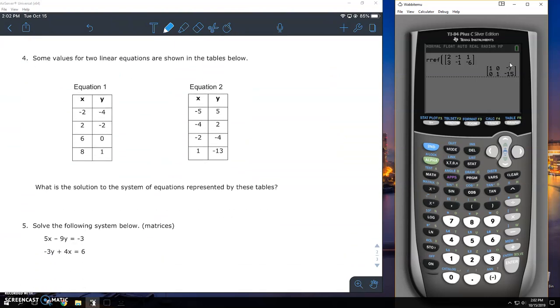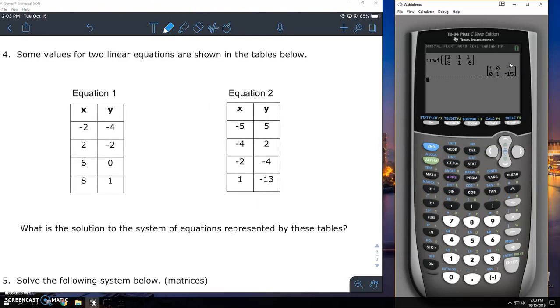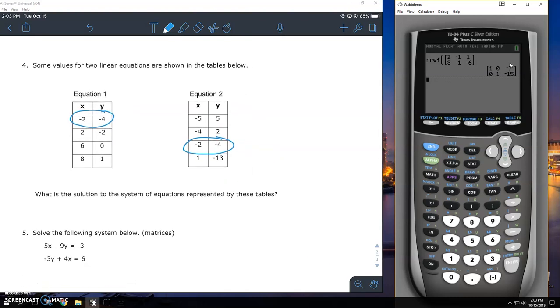Number 4, some values for two linear equations are shown in the tables below. What is the solution to the system of equations represented by the tables? Well, first we have to remember that a solution is whenever they have the same point. So it's something that works for both equations. So just looking here at the tables, I'm going to go through and check the points. And I notice that they both have the point -2, -4. Okay, so that means if I were looking at a graph at -2, -4, those two lines would intersect at that point. So that means that -2, -4 is the solution to both.